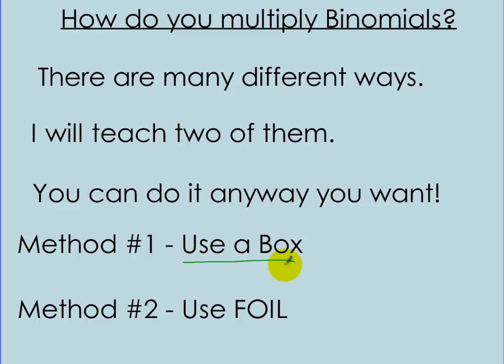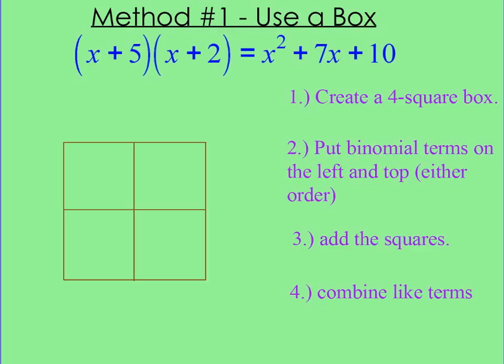The first method is to use a box. If you like drawing pictures, use the box method. The second one is using FOIL. If you just like to multiply numbers and think about this algebraically, you don't need drawings, then FOIL might be good for you. So anyways, let's start with the box. So let's take that first example of x plus 5 times x plus 2.